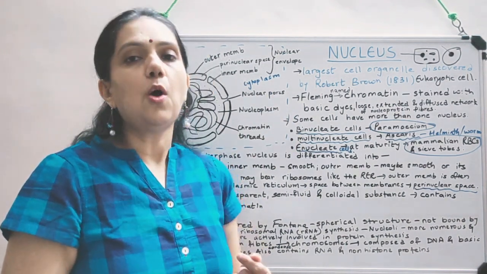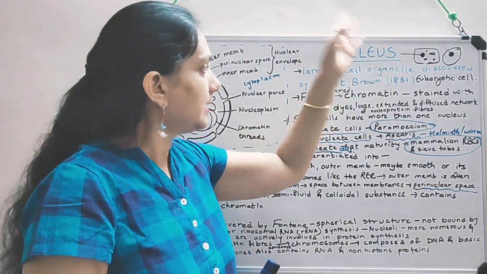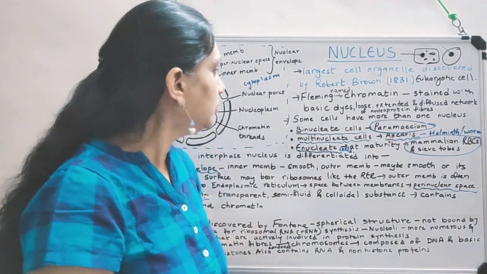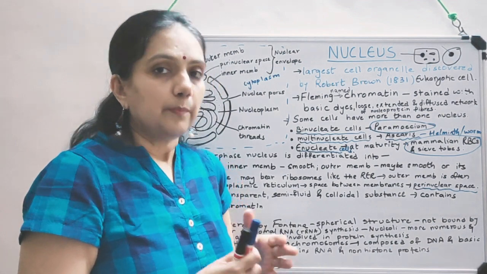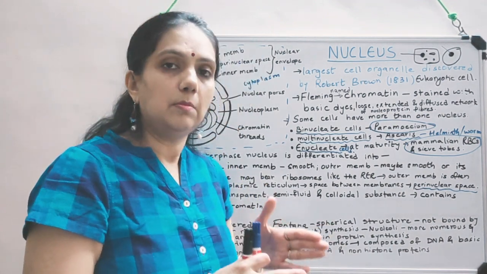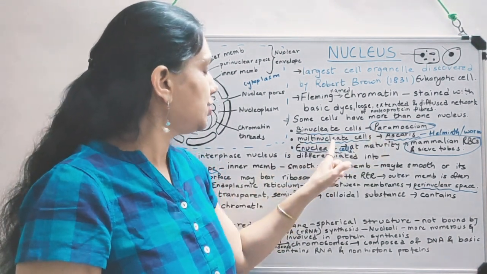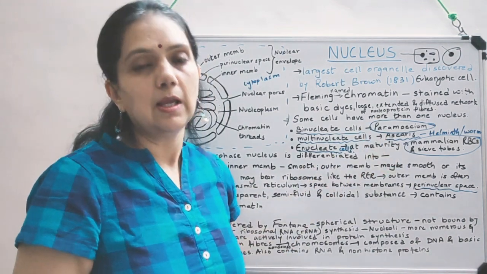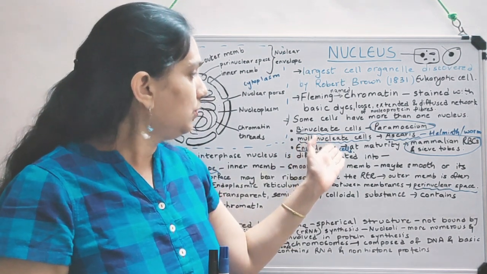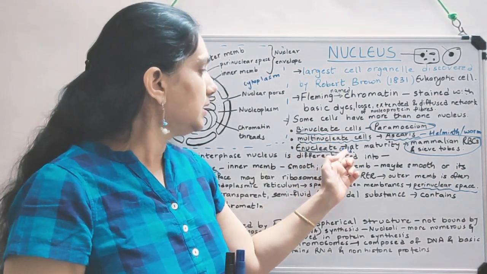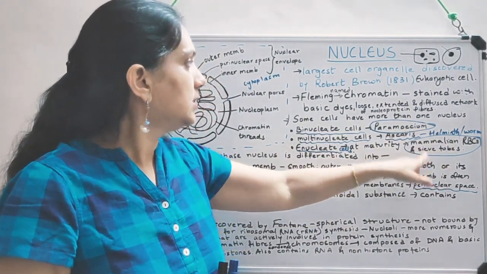The largest cell organelle of the eukaryotic cell is the nucleus, discovered by Robert Brown. Some cells have more than one nucleus, meaning they can be binucleated or multinucleated. A binucleated example is Paramecium, a multinucleated example is Ascaris. And some cells are devoid of nucleus, and such cells are called enucleated cells, and that happens at maturity. Example, RBC and sieve tubes.